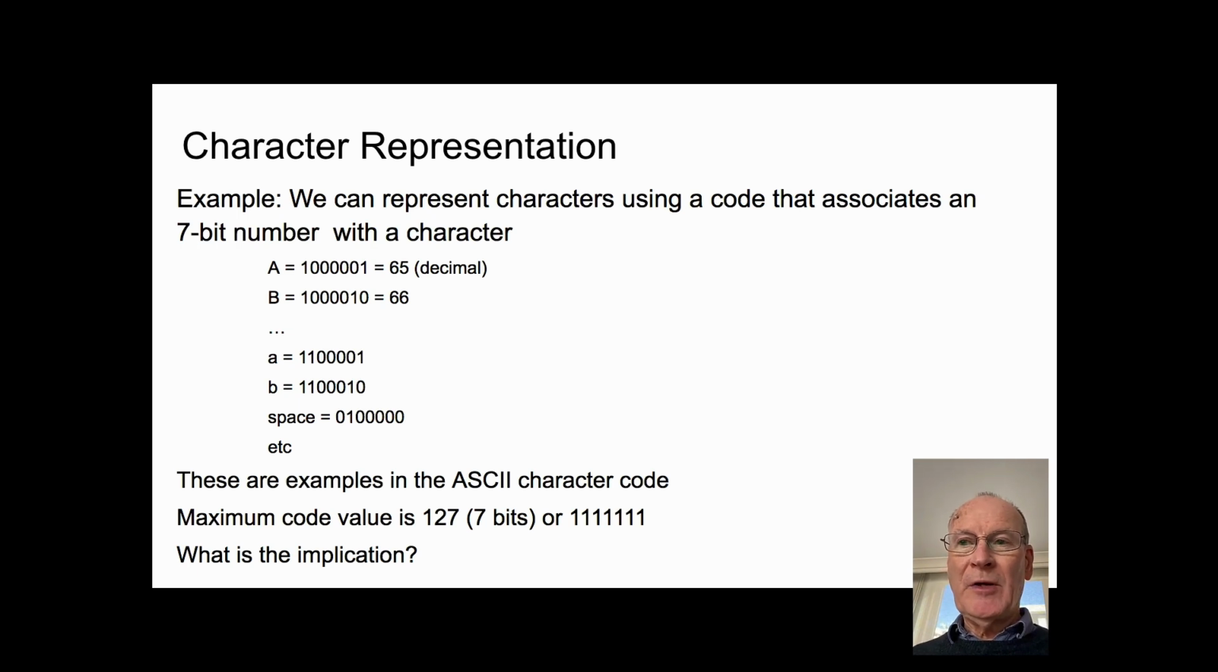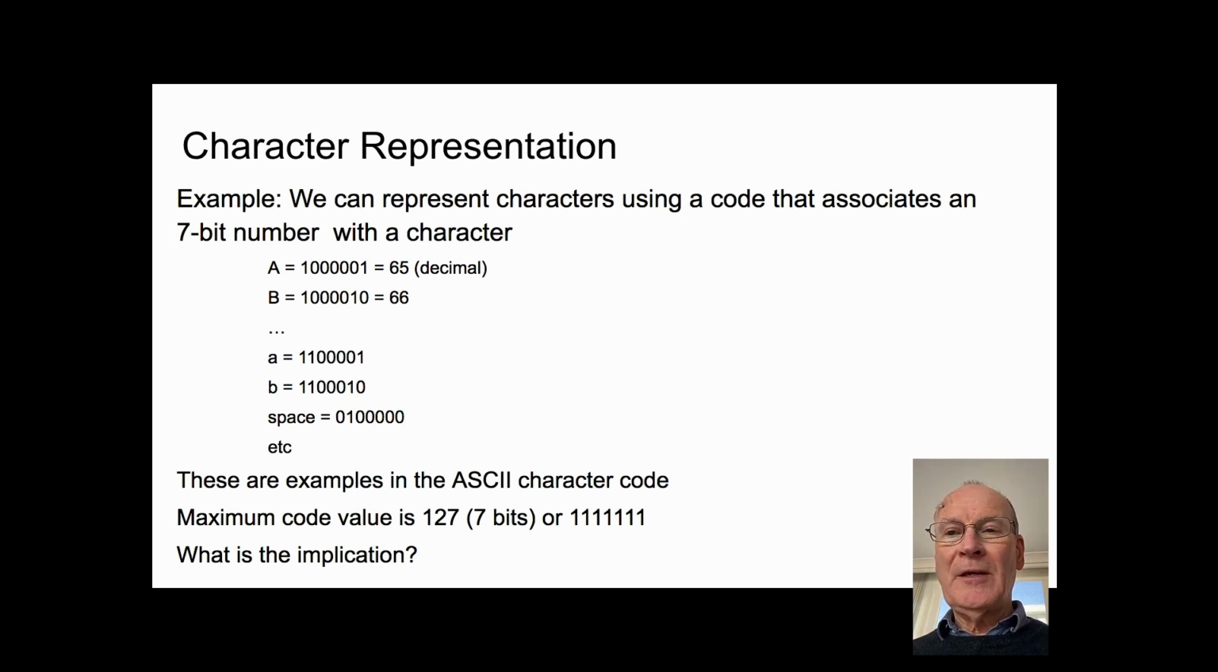So let's have a look at an example. We can represent characters using a code that associates a 7-bit number with a character. This is a particular code I'm showing you here. It's called the ASCII character code. The first letter here is A, and its representation is 1 and then 0000001, which is 65 in decimal, B is 66 in decimal, and so on. That's all the capital letters, and lowercase a begins at 11000001, and so on. Of course, all the special characters are also represented. So if we see a bit pattern in a byte that looks like 1 and 6 zeros, then that's a particular character. If it's 1 and 5 zeros 1, that's the letter capital A, and so on.